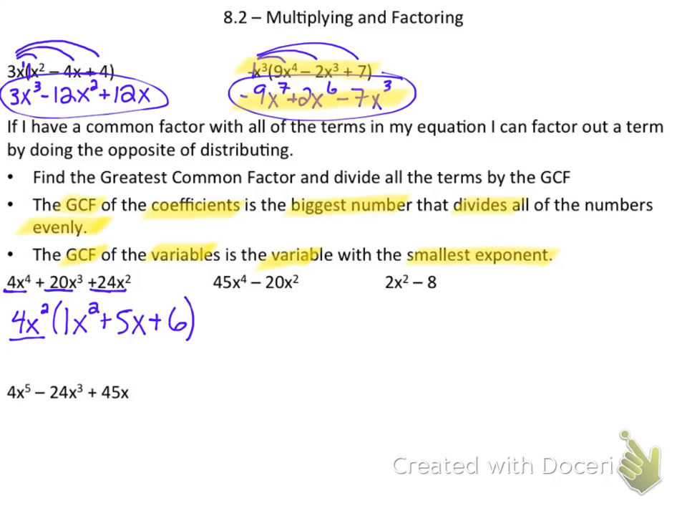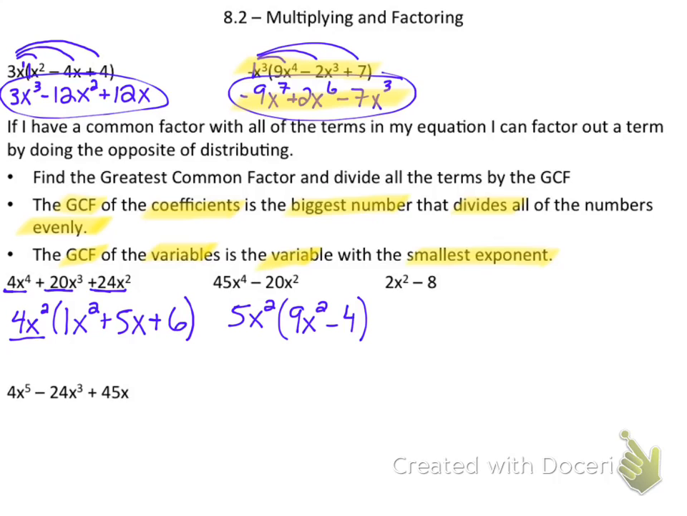The second one, the biggest number that divides 45 and 20 should be 5. My smallest exponent is x squared. So I'm going to divide both these terms by 5x squared. So I'm left with 9x squared minus 4. And then the last one, 2x squared minus 8.